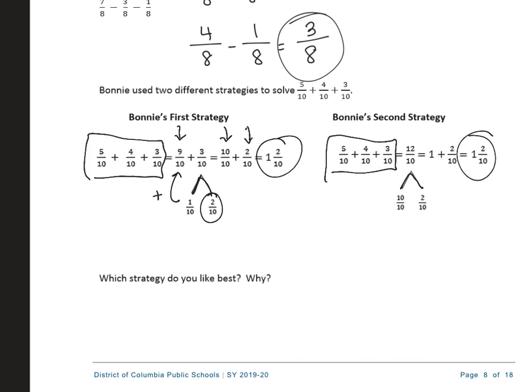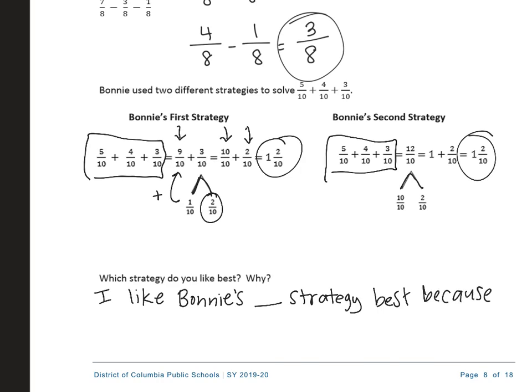At the bottom, you're going to write the strategy you like best and why. There is not a right answer here because you are allowed to like whichever one you like better. I like the second strategy better. So I would write that. You can use the sentence stem: I like Bonnie's blank strategy best because, and then tell me why, using complete sentences and math vocabulary.